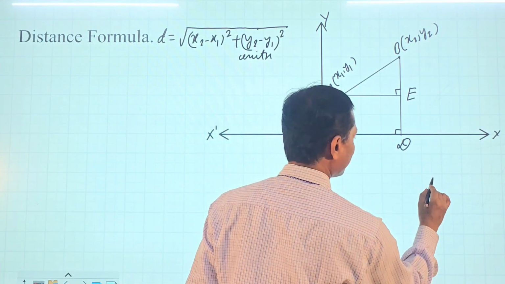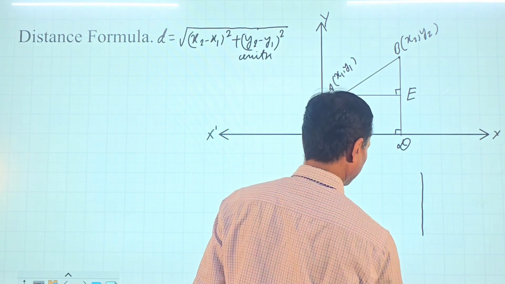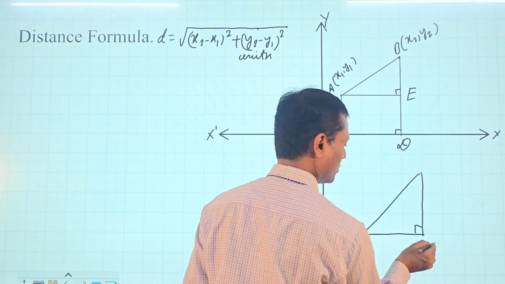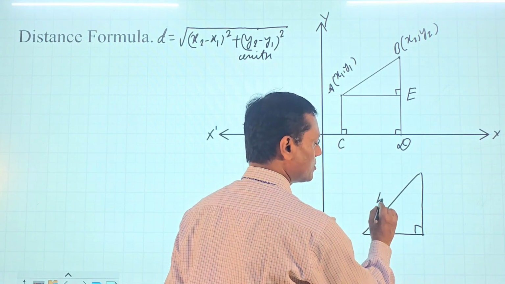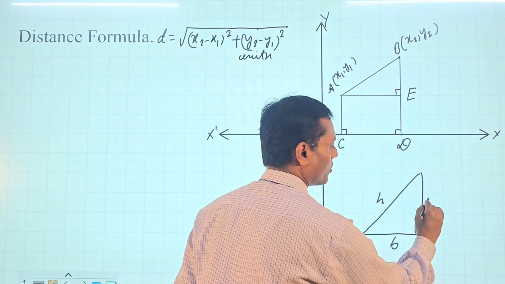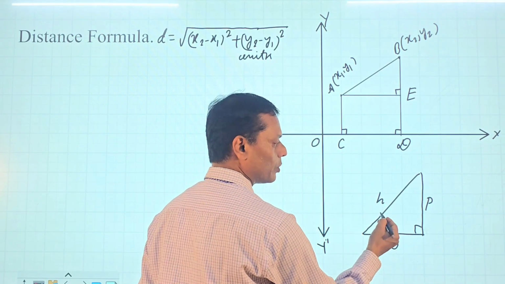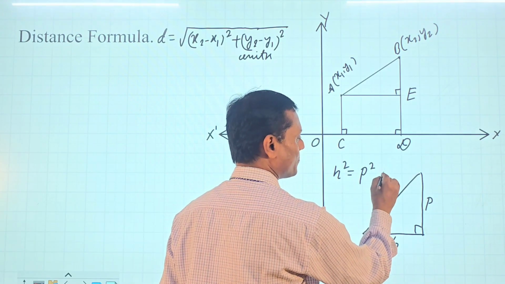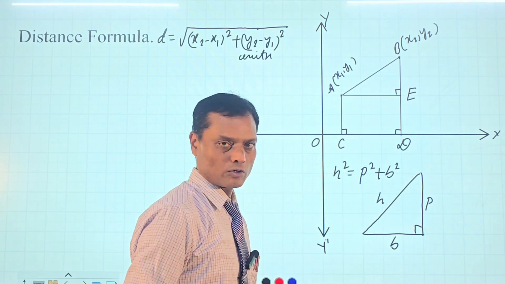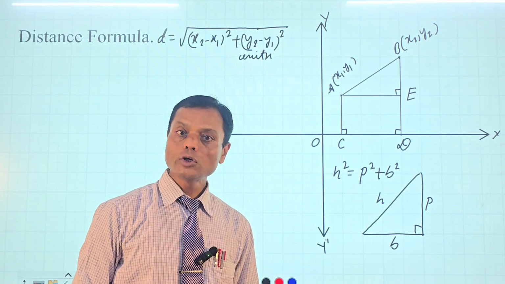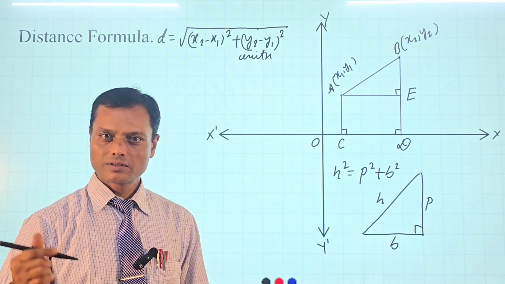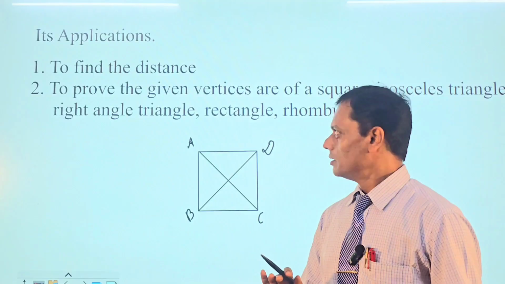In the right angle triangle, the side opposite to 90 degrees is the hypotenuse, this is the base, that's the perpendicular, and when we apply the Pythagoras theorem, it becomes h squared equals p squared plus b squared. That's the Pythagoras theorem, and I have already made one video related to it. If you haven't watched it, you can go and watch it.